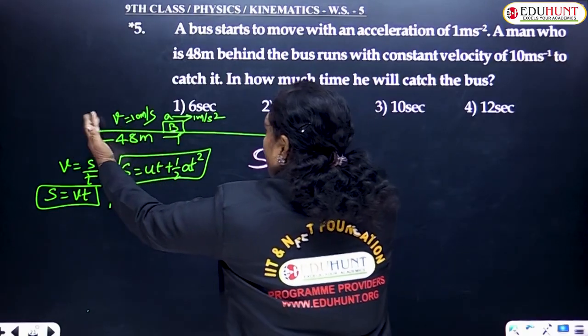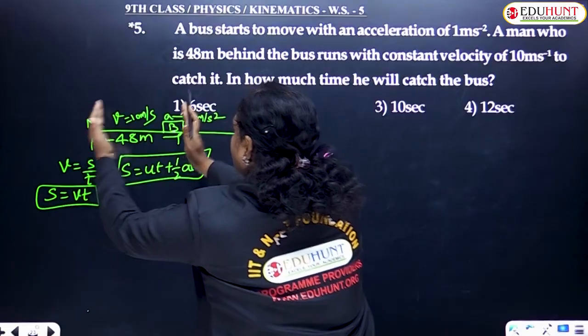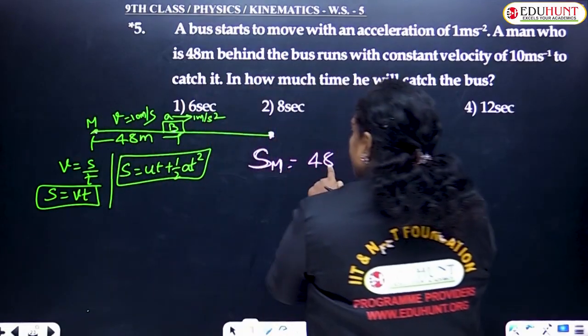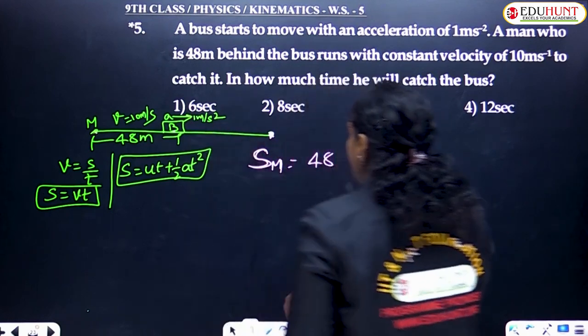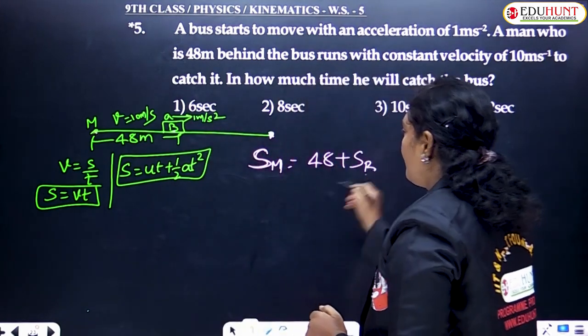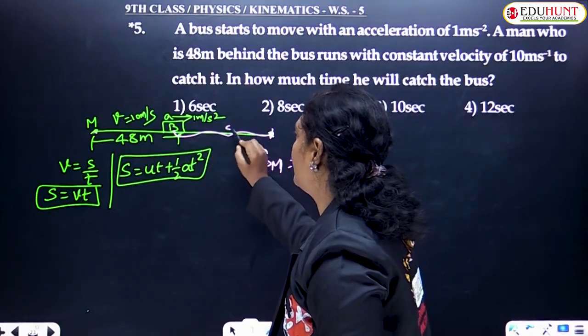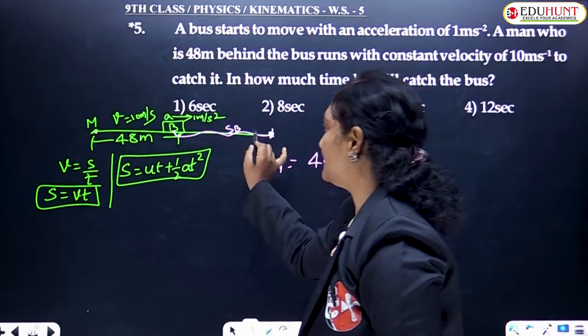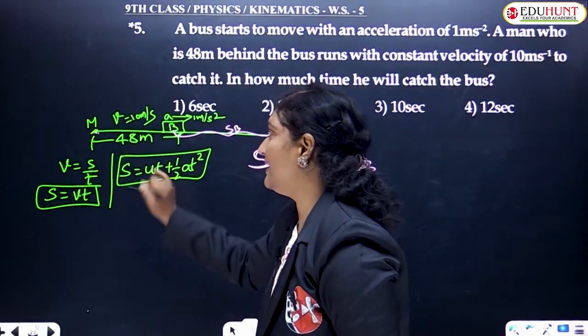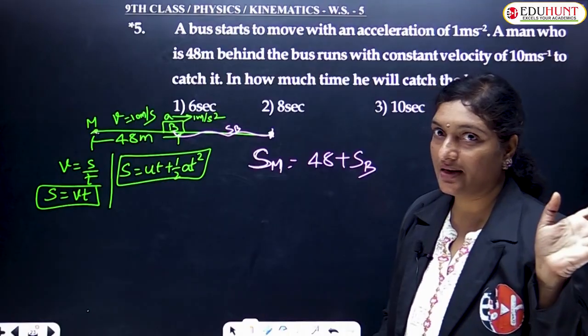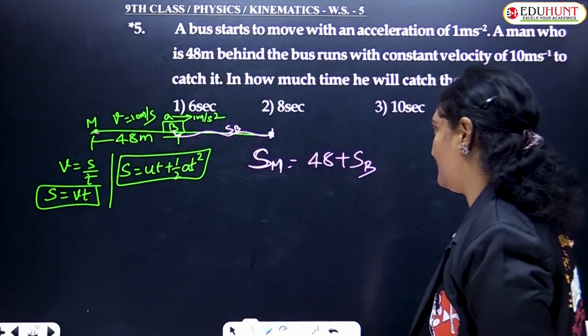The distance traveled from here to here is this distance plus this distance. Okay, so this distance I considered is 48 and this distance is nothing but the distance traveled by the bus, because the bus travels only this part. Distance traveled by the bus plus distance 48 equals distance traveled by the man. Is that clear, children? Okay, now we shall continue.